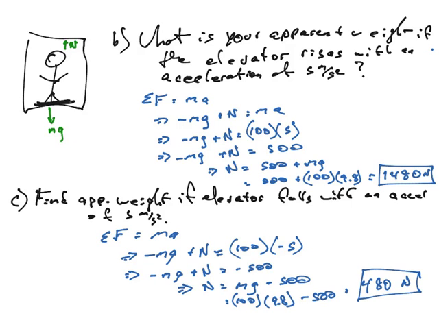When you're rising with an acceleration, you should feel heavier. When you're falling, you should feel lighter. If you're moving at a constant velocity, you don't feel any difference than your normal true weight because you're not accelerating.